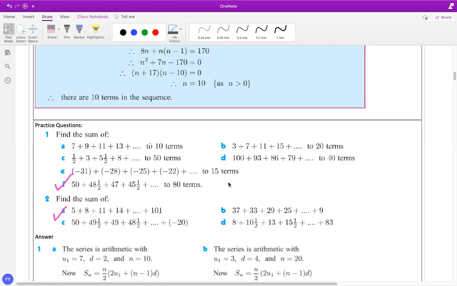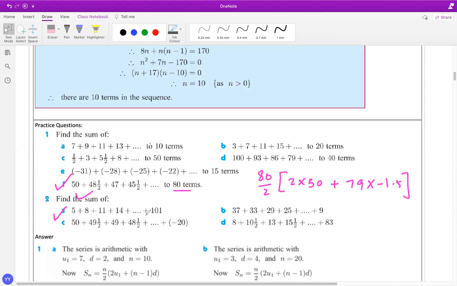So here, as you can see, the number of terms has been given to us. So 80 terms, and then there is a difference. It'll be 80 over 2, times 2u1, so u1 is 50, plus 79 times the difference. The difference you see is -1.5, and obviously you can plug this value into your calculator and get the answer.